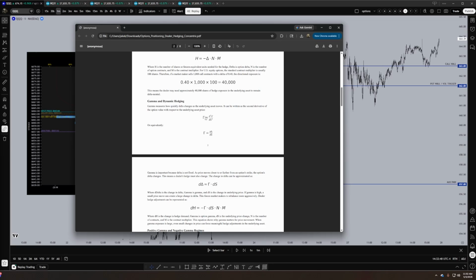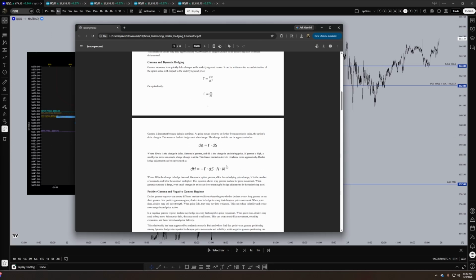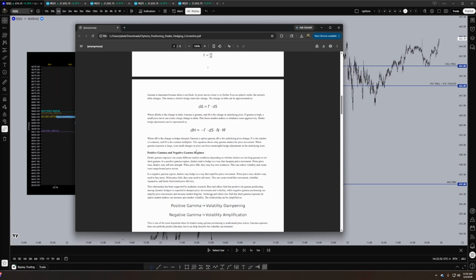So we can look at this equation here. And what this basically is saying is that hedge demand changes based on gamma, which is the change in price, and the number of contracts and the contract multiplier. So in simple terms, when the gamma is high, small price movements can force larger hedge adjustments. And that is why options positioning matters for traders, because it can help explain why price reacts at certain levels, why price can pin near a strike, or why price can accelerate once a level breaks.